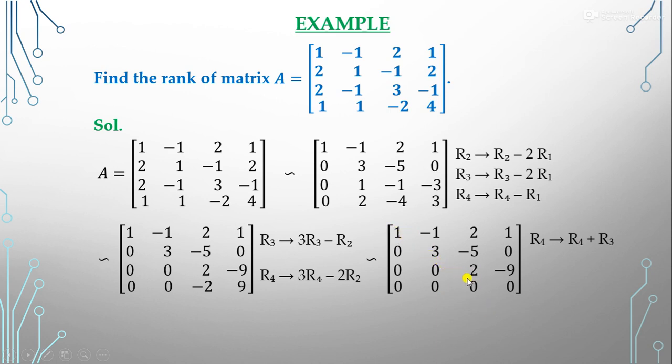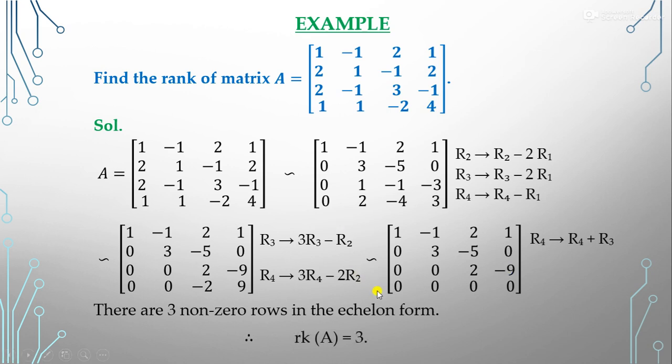Now it converts into the echelon form. Yes, we see that below the diagonal all elements are 0. So now it is in the echelon form. After that, check how many non-zero rows there are. You can see here you have 3 non-zero rows. It means, what is the rank of this matrix? The rank of this matrix is 3. Clear how to find the rank of the matrix?